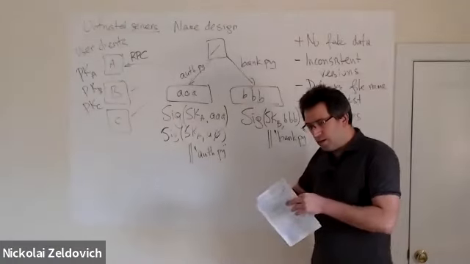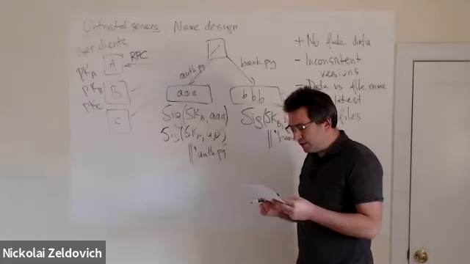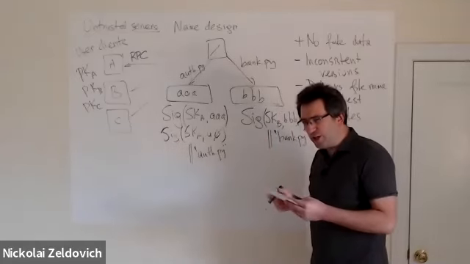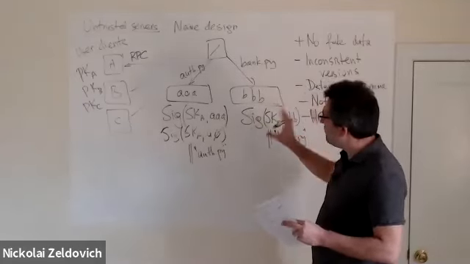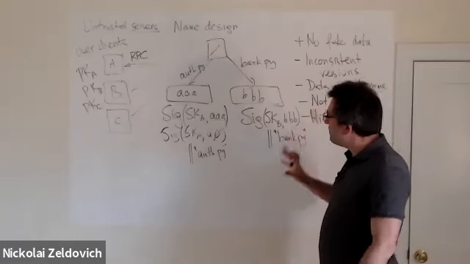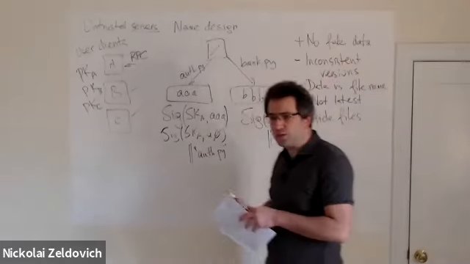Make sense? Questions about this straw man plan? Hopefully this illustrates why signing individual files is tricky or insufficient, and what the challenges are that we're seeing here.